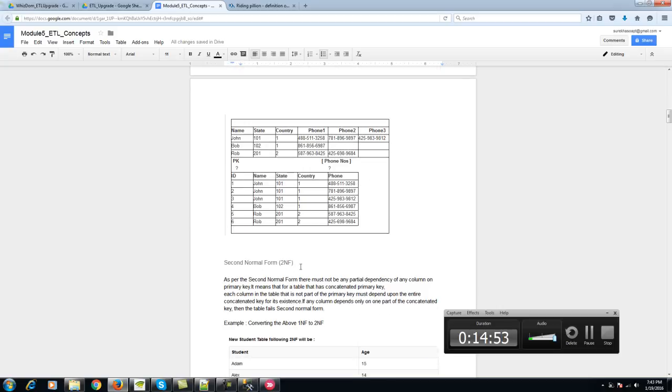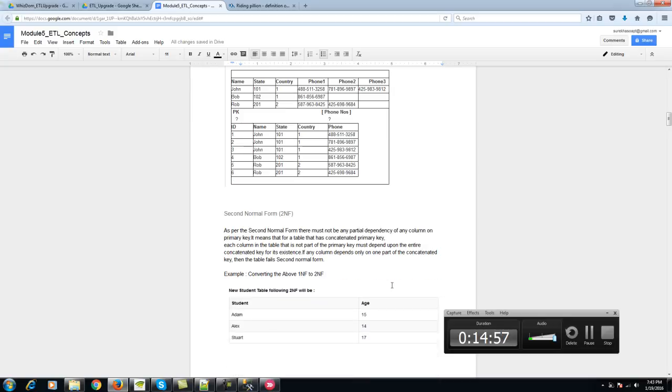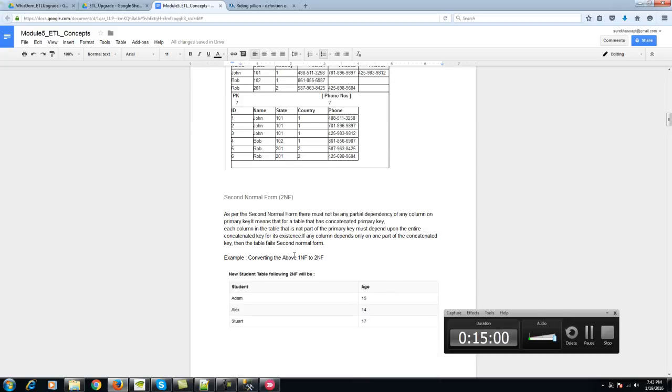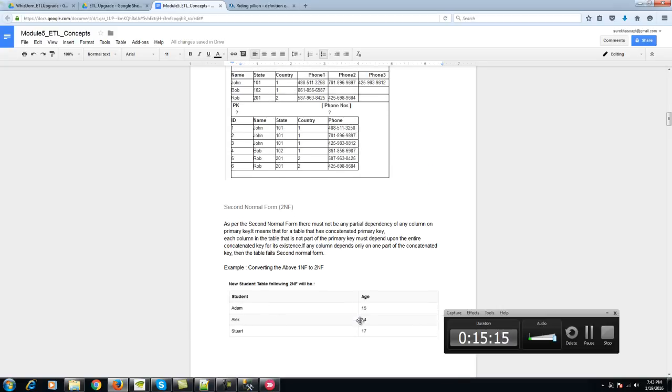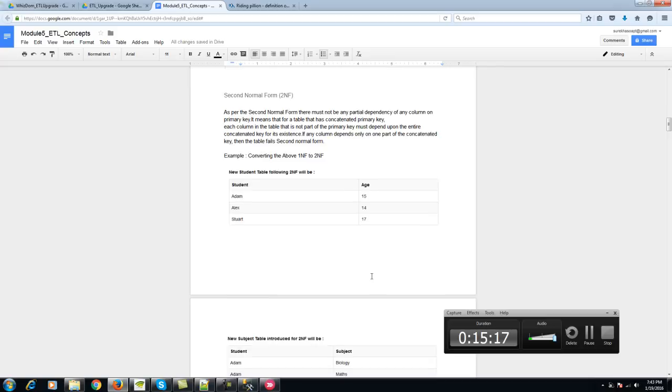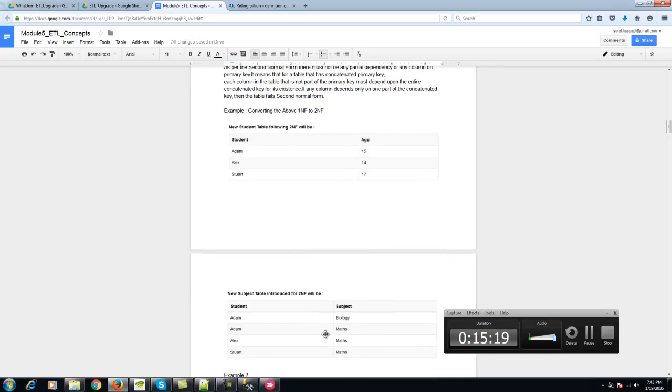So that is where you need to move all the partial dependencies into a separate table. That is the conversion from the first normal form to the second normal form. The second criterion is that the table should be in the first normal form, right? So if you see this, we have broken this table, and now it is student and age in one table, and student and subject in another table, right? So we have to make two separate tables for that.